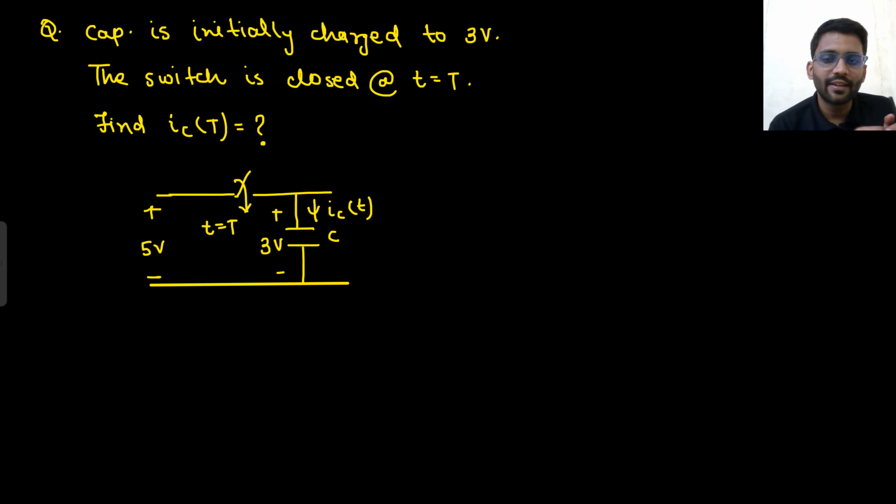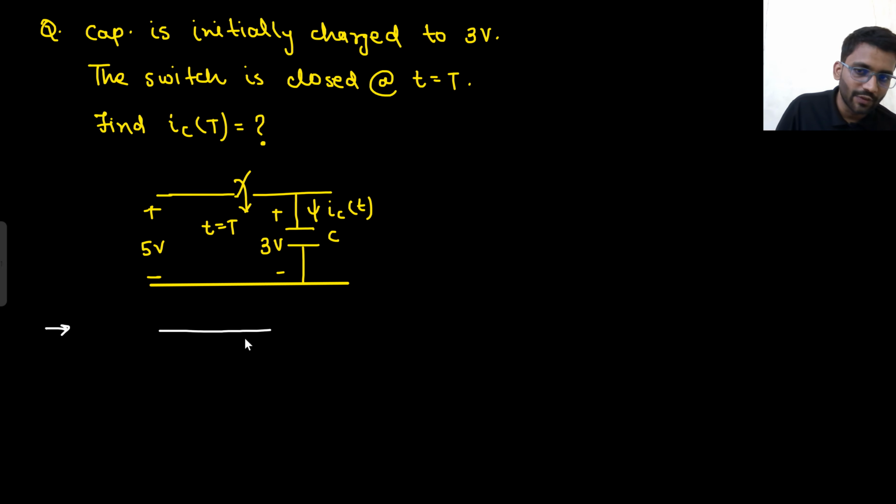Now this is also a very conceptual question. You need to tell me the current at time T. The switch is being closed at time capital T, and you need to tell me the current at that particular time. Your capacitor is initially charged to 3 volt. Now I am turning on the switch. What will happen? Suddenly your capacitor will reach 5 volt, right?